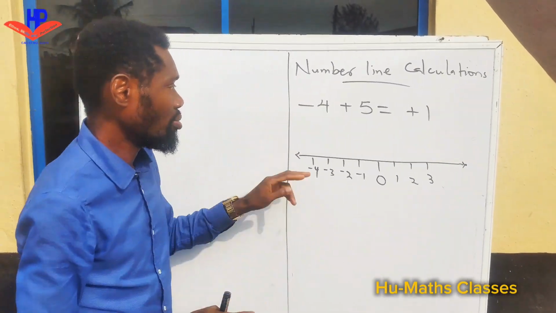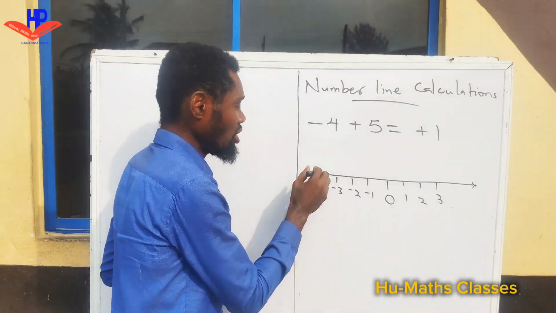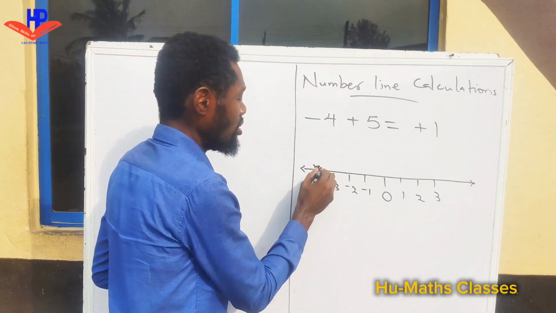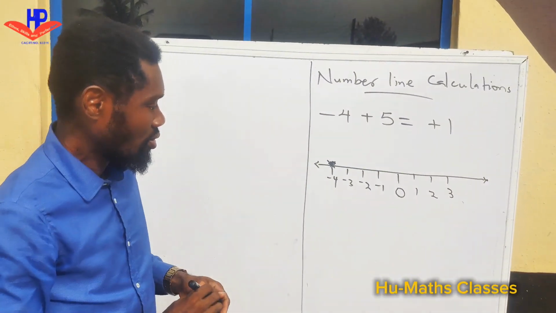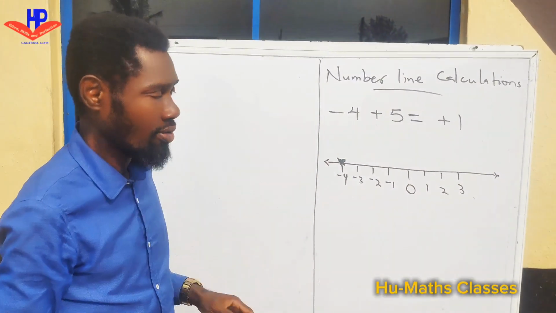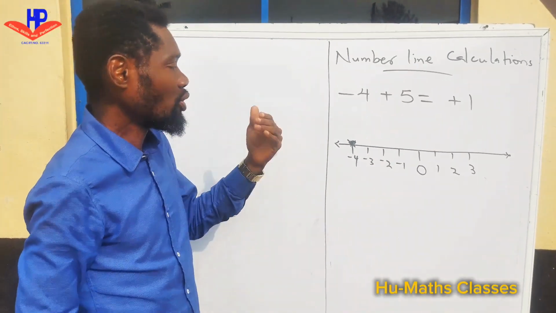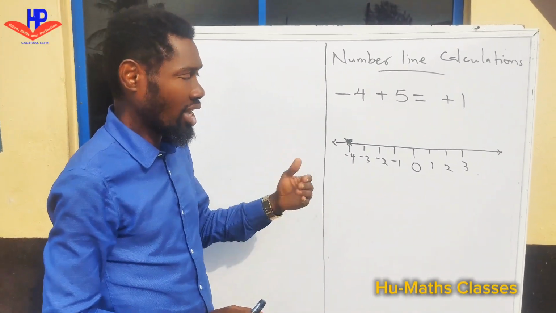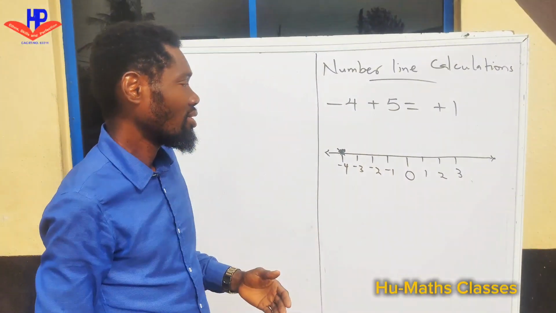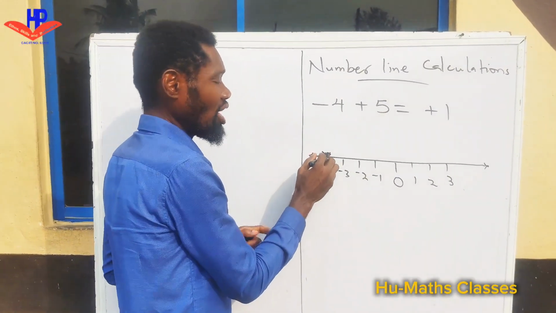Now, the question is minus 4 plus 5. Now, it means we are going to start from minus 4 and move 5 steps ahead of us. Since it's plus 5, it means I will start from minus 4 to take 5 steps ahead on the number line. So from minus 4, I'm going to take 5 steps.